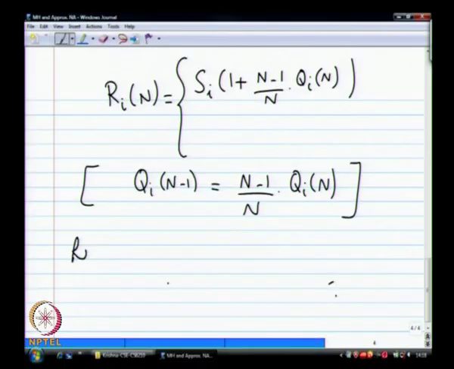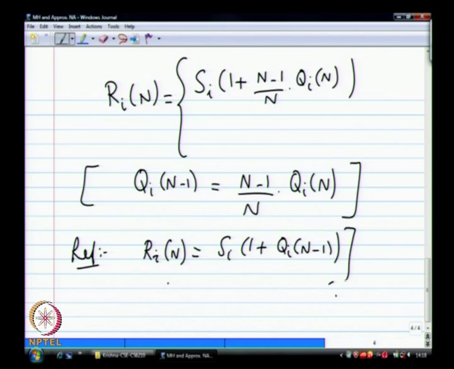Again, refer to your previous Ri of n, which was Si. This is what we used last time, the recursive definition, for your fixed capacity queue, and it is simply Si in the case of a delay center. So instead of this Qi of n minus 1 I am using this expression. Now Ri of n does not depend upon Qi of n minus 1 anymore, simply Qi of n itself. So this is the simplification.